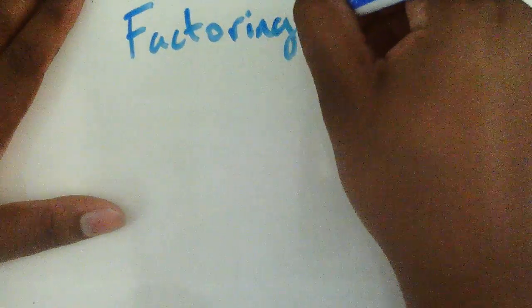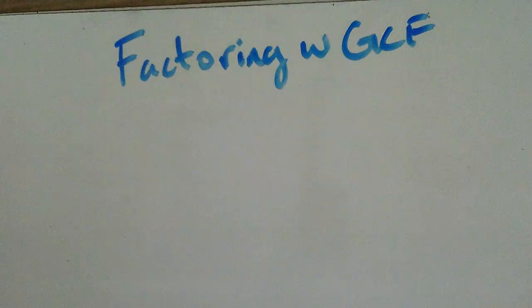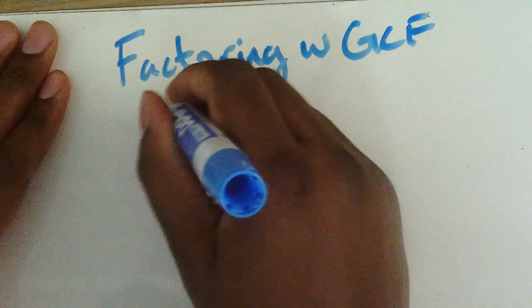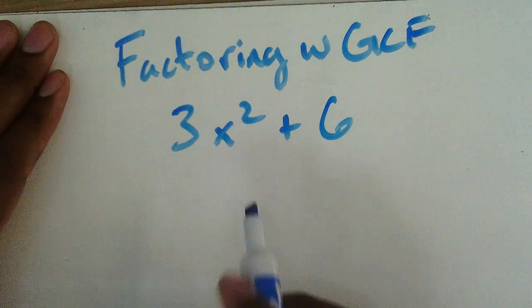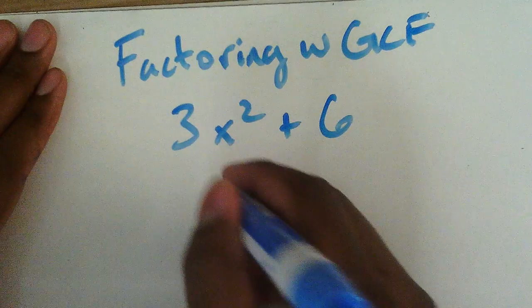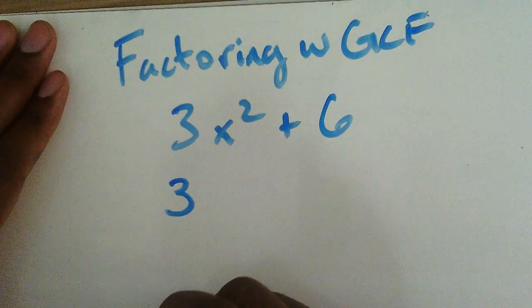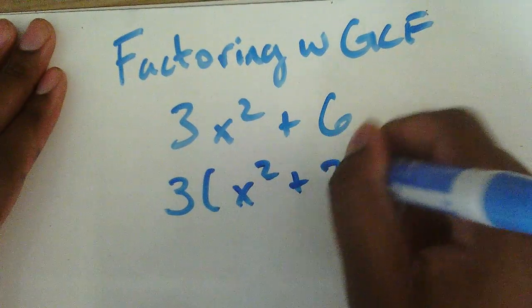All right, so in this video, I want to talk about factoring when you have with GCF. So we're factoring with GCF, which GCF once again stands for greatest common factor. And so in this case, it's like we had 3x squared, I don't know, plus 6 or something like that. You'll notice that in both of these terms, they're both divisible by 3. So the idea is you can take a 3 out of both terms. It's kind of like reverse distribution, and you get x squared plus 2.